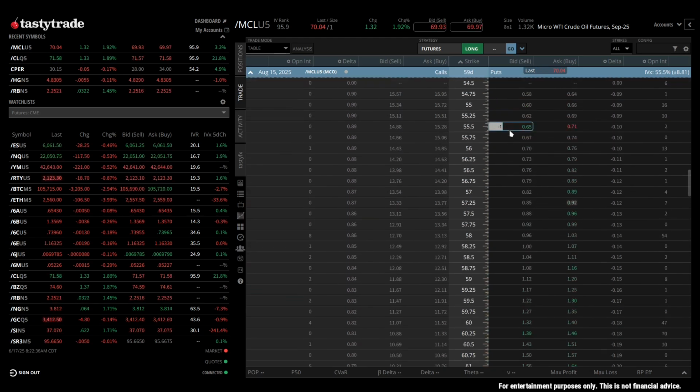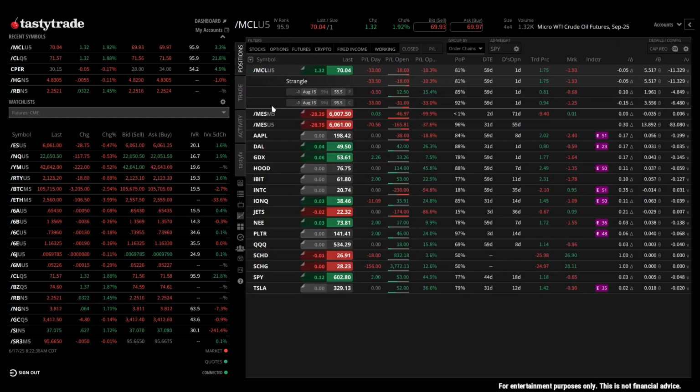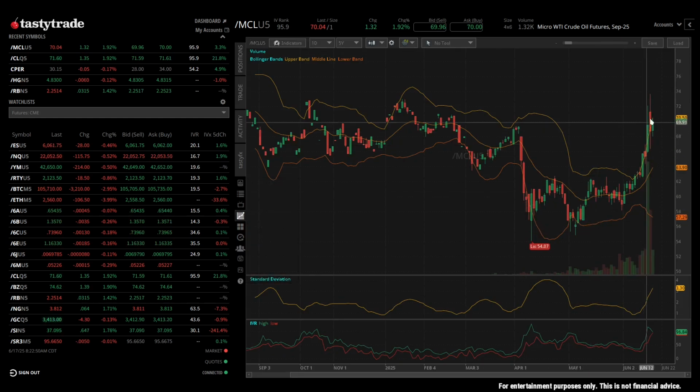So I entered a strangle. I go back to the positions tab here. 10 delta put, 15 delta call. So obviously leaning a little bearish here. And of course, that makes sense why I would be leaning bearish here. We're at the way high end of its range. So I leaned a little further in on the call side than the put side, which is often what you do in commodity products.